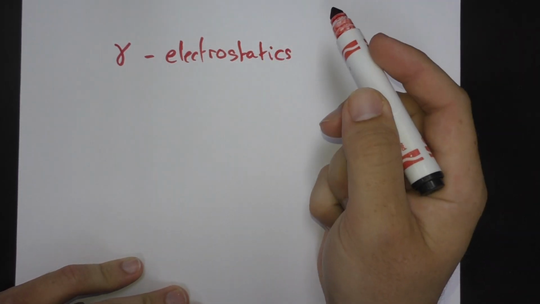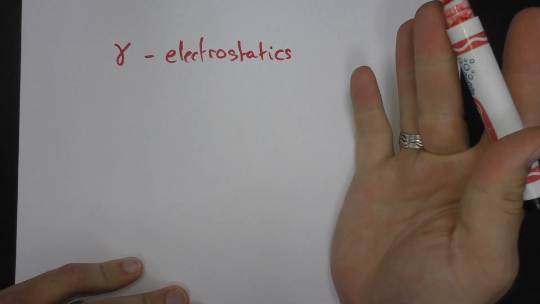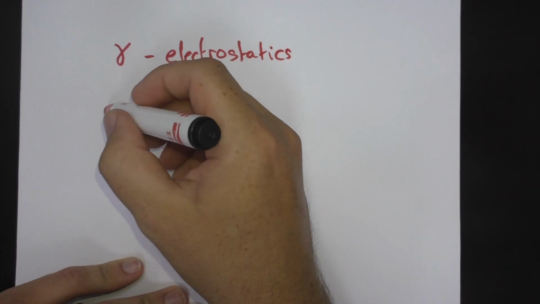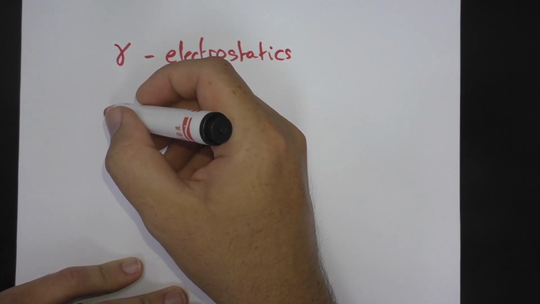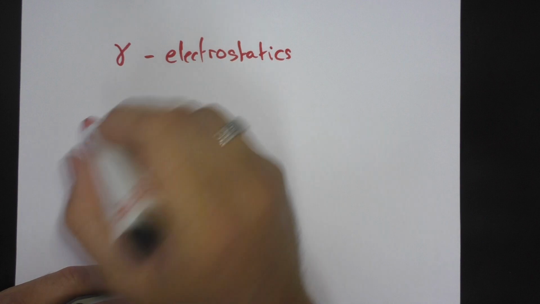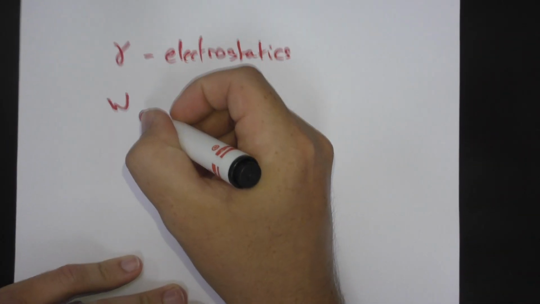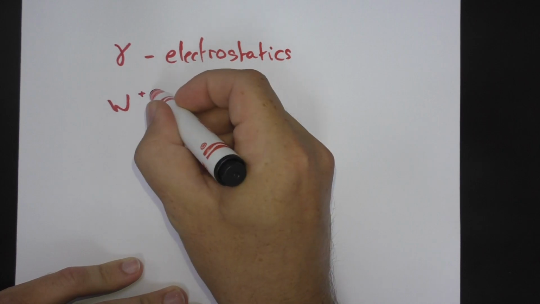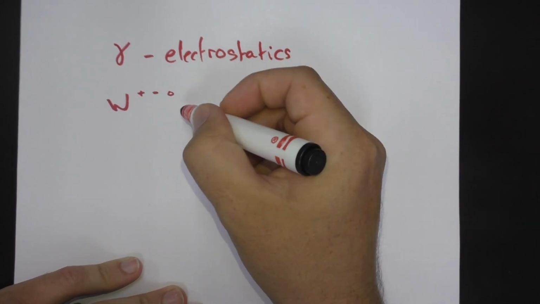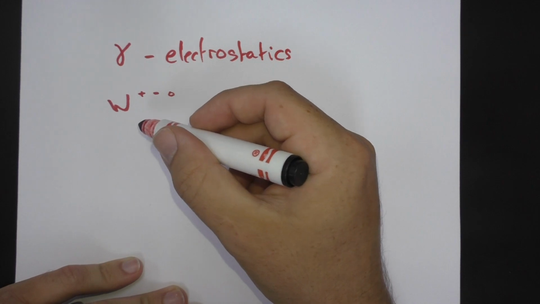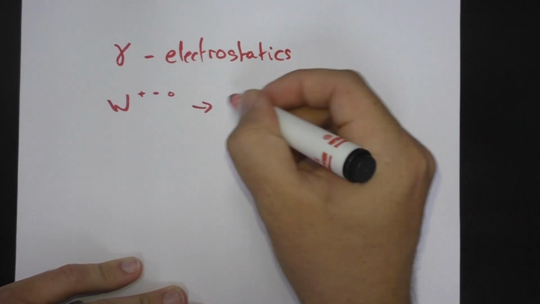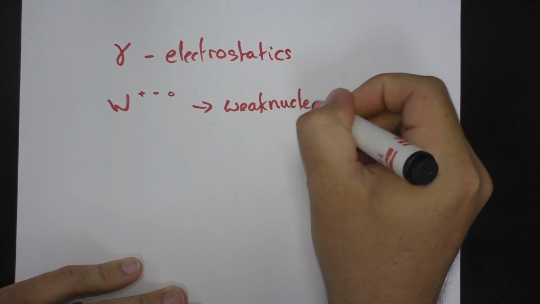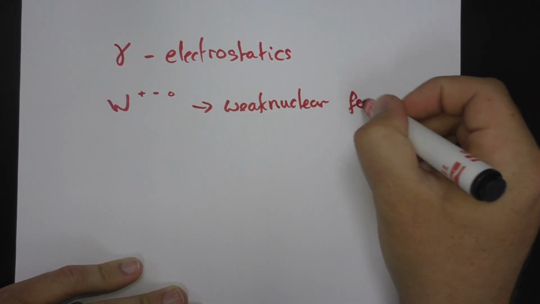Now, the strong nuclear force and the weak nuclear force you've come across before, whether you realize it or not. Now, the weak nuclear force is mediated by what we call W bosons, okay? And now you can actually have W plus, W minus, or even W zeros, which mediate the weak nuclear force.